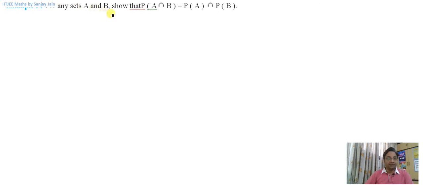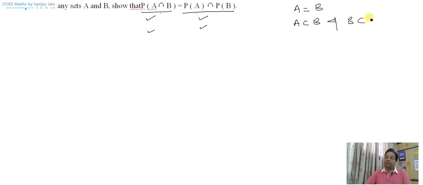So let us start. This is a power set, and this is another set. To prove these two sets equal, I need to show that the set on the left hand side is a subset of the set on the right hand side, and vice versa. Because to show that set A is equal to set B, I need to show A is a subset of B and B is a subset of A. Similarly, I need to show this set is a subset of this set and this set is a subset of this set.